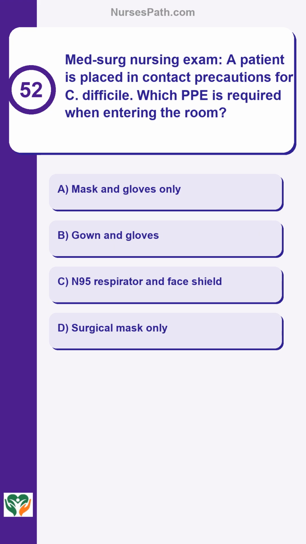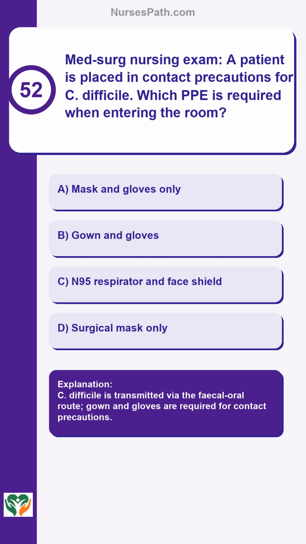Question 52. Medsurg nursing exam. A patient is placed in contact precautions for C. difficile. Which PPE is required when entering the room? Mask and gloves only. Gown and gloves. N95 respirator and face shield. Surgical mask only. C. difficile is transmitted via the fecal-oral route. Gown and gloves are required for contact precautions.